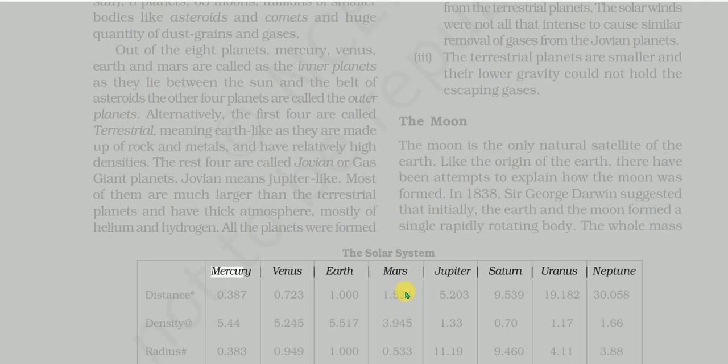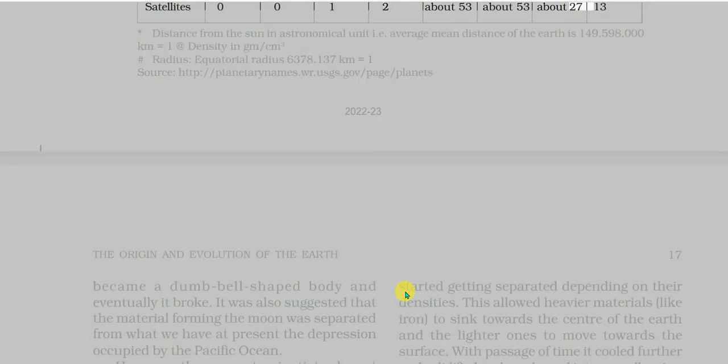The whole mass. Mercury, Venus, Earth, Mars, Jupiter, Saturn, Uranus, Neptune. Distance*: 0.387, 0.7231, 1.0001, 1.5245, 5.2039, 5.39, 19.182, 30.058. Density†: 5.44, 5.245, 5.517, 3.945, 1.33, 0.70, 1.17, 1.66. Radius#: 0.383, 0.949, 1.000, 0.533, 11.199, 4.604, 113.88. Satellites: 0, 0, 1, 2, about 53, about 27, 13. *Distance from the Sun in astronomical units, i.e. the average mean distance of the Earth, 149,598,000 km, is equal to 1. †Density in g/cm³. #Radius: equatorial radius 6,378.137 km is equal to 1.